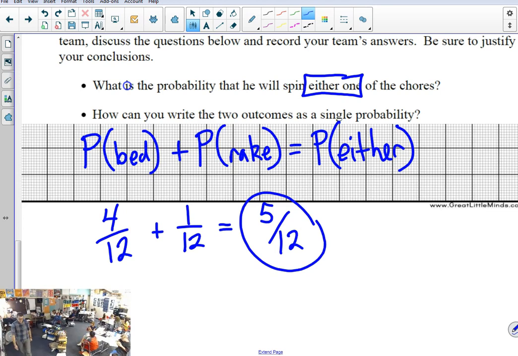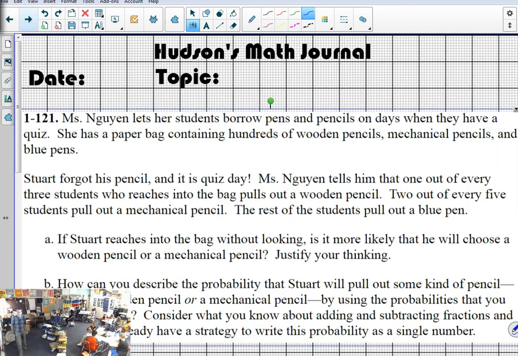We're going to fill in the learning log section. We're almost done with chapter 1. Actually, we only have 1 more lesson in chapter 1 with you guys. All right, keep working. I'll bring us back together in about 2 minutes. How can you write the 2 outcomes as a single probability?